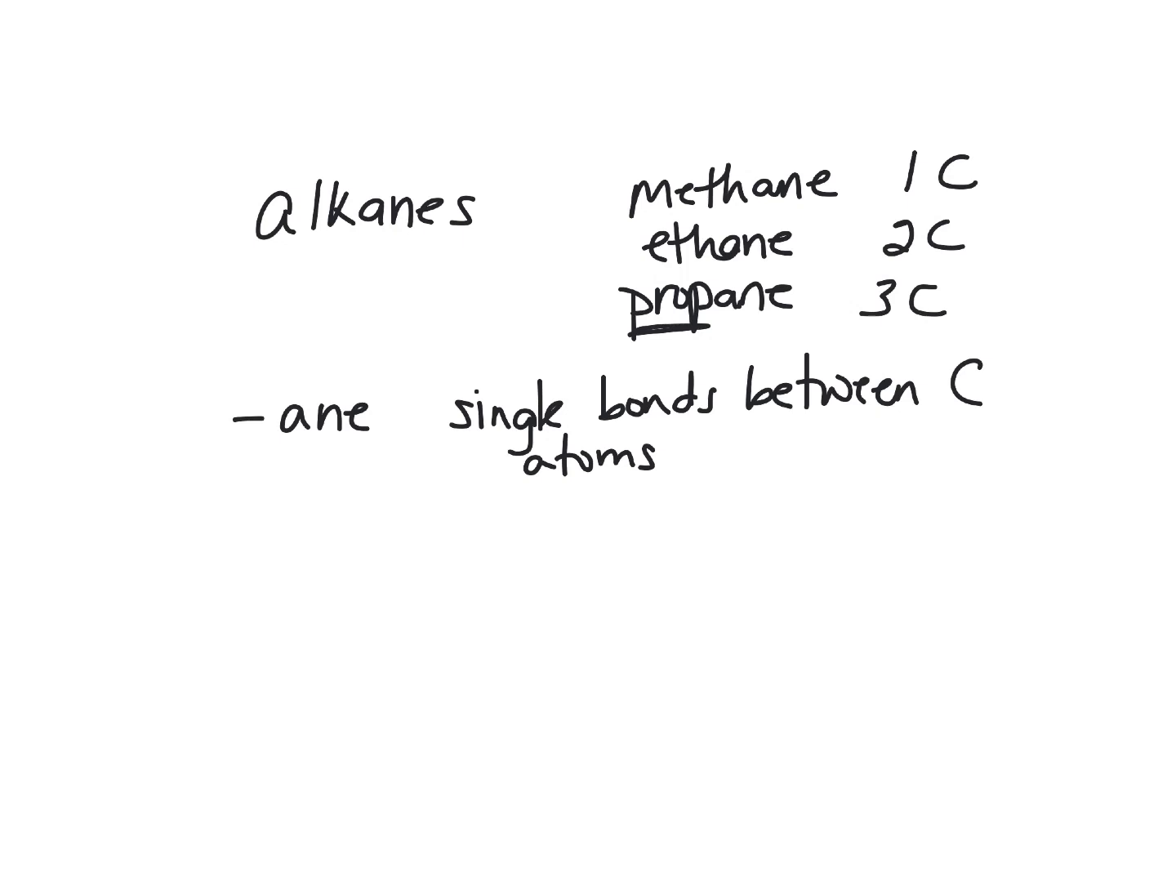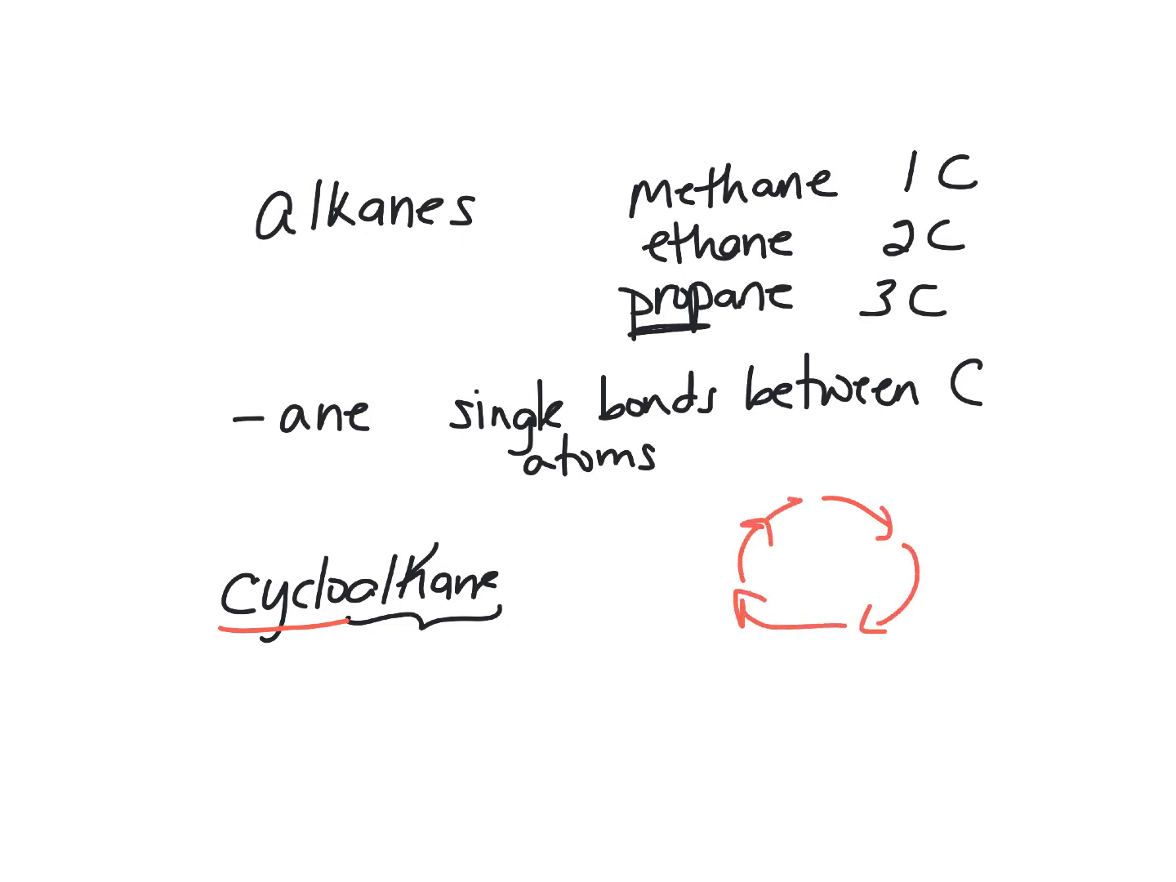The next part of this is to distinguish between alkane and cycloalkane. So when we have a cycloalkane, the alkane part doesn't change. It still means we have single bonds between carbon atoms. The next part we're adding here is the cyclo. Remember that a cycle, like the water cycle, goes from one step to another, and it comes all the way back to where it started. So there's some kind of a loop in there.